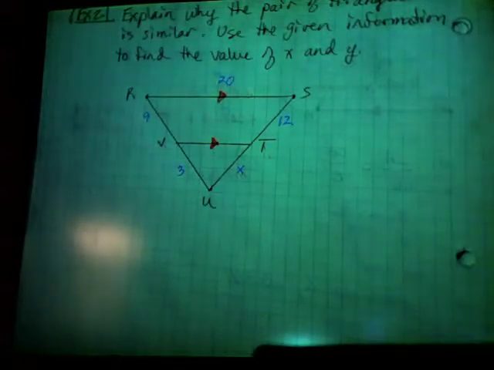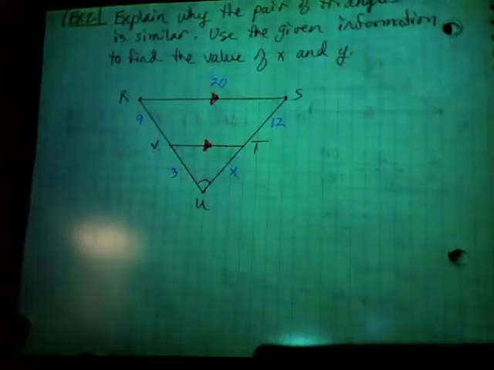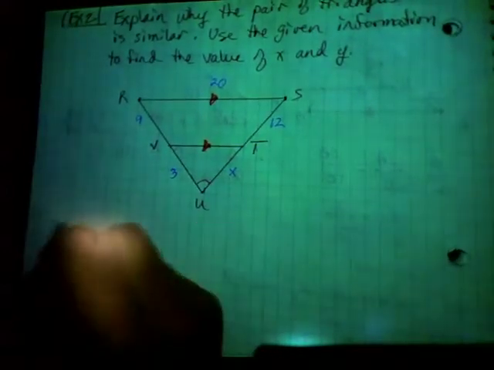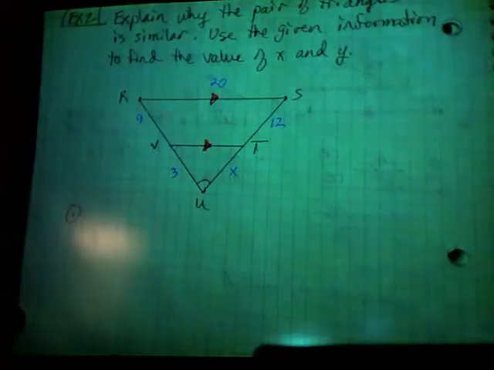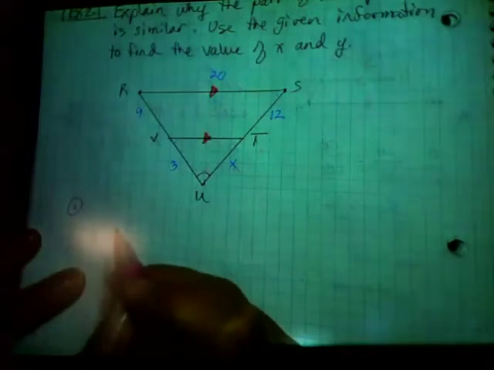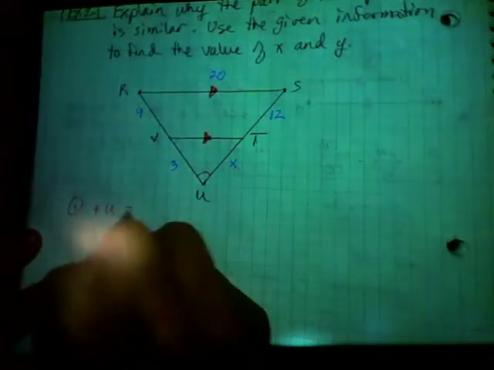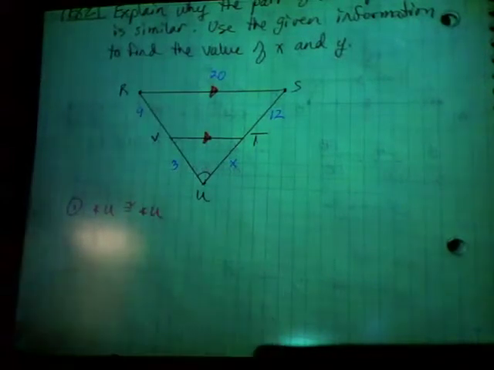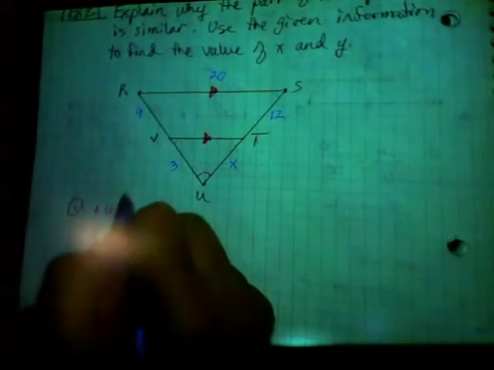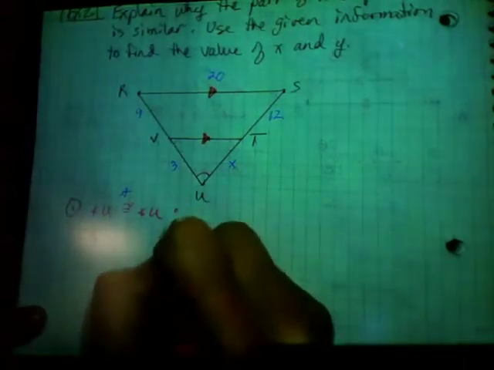You don't absolutely have to, but the easiest angle to prove congruent is the overlapping angle that they have in common, the U. So my very first step, because they said explain why the pair of triangles is similar, I'm going to say that angle U is congruent to angle U. So there's my A. I'm going to put a semicolon.